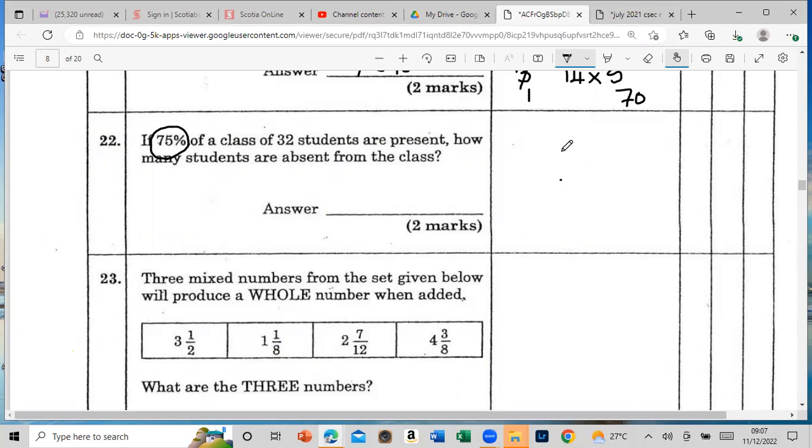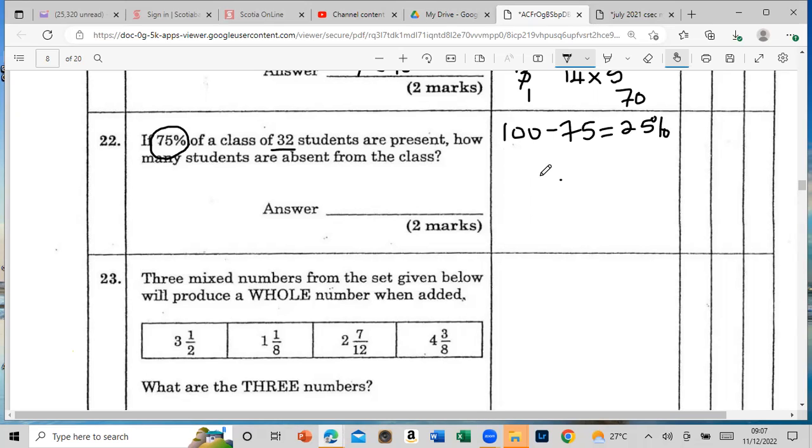Because remember, percent means what? Out of 100. Yeah, out of 100. So we just subtract 75, because remember, 75% present. So that means 25% absent. So all we have to do is just find 25% of 32.